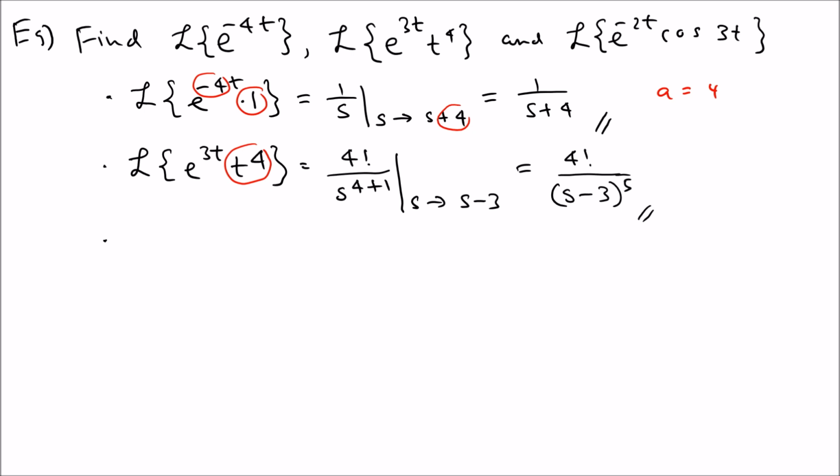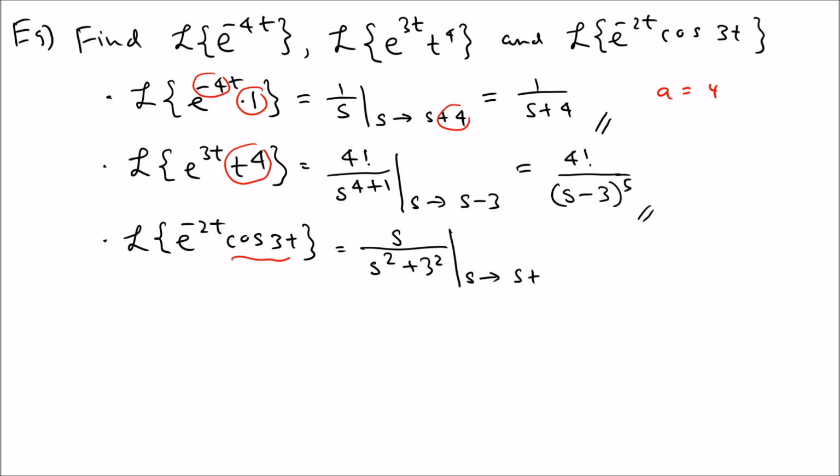And then the last one, what we have is e to the minus 2t cosine 3t. Again, we only look at the function, so that's a cosine function. So that means it is s over s squared plus 3 squared, and then replace s by s plus 2. So what you're going to get is, you replace s by s plus 2, so it is s plus 2 over s plus 2 squared plus 9.